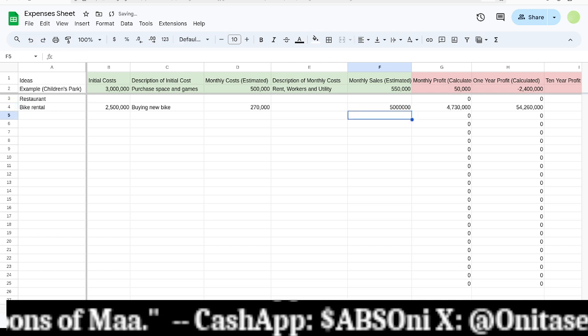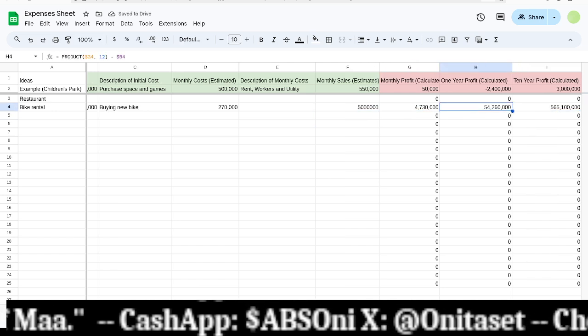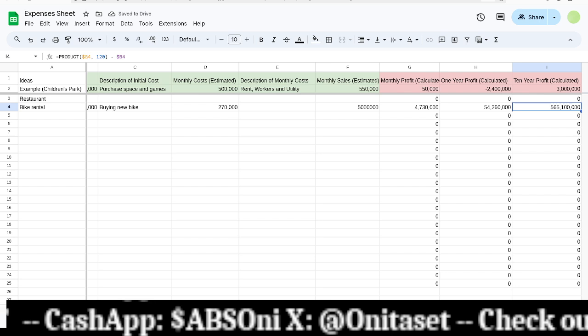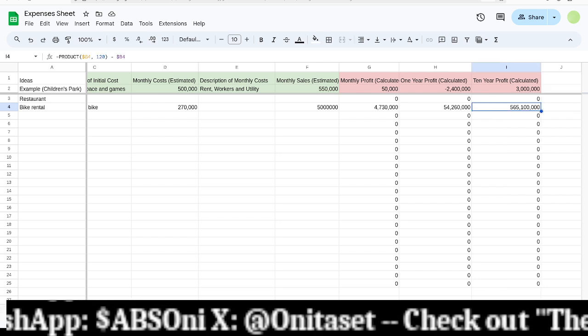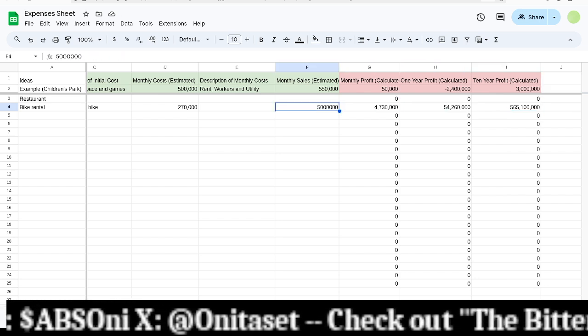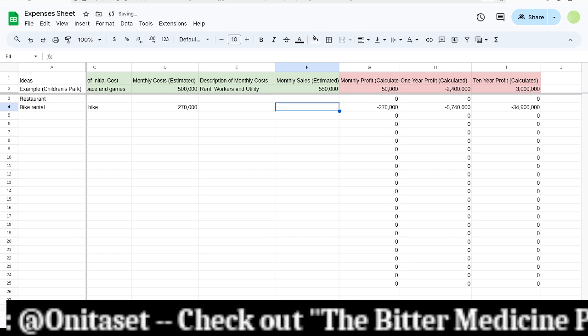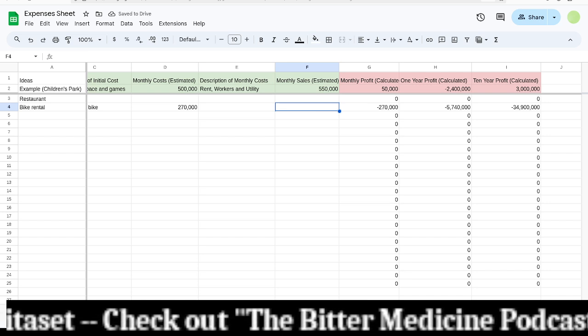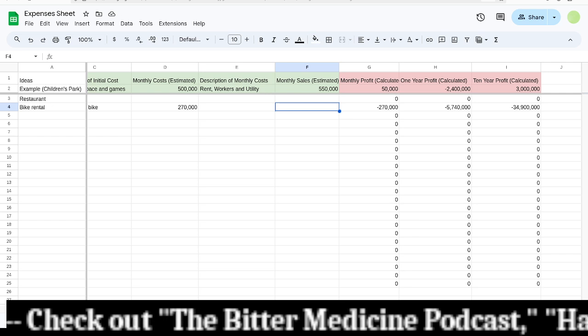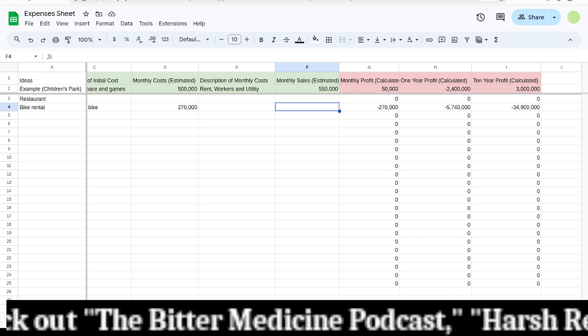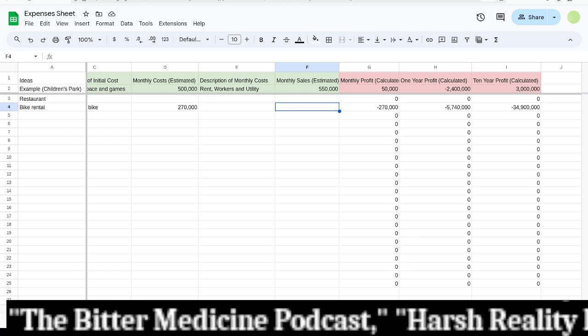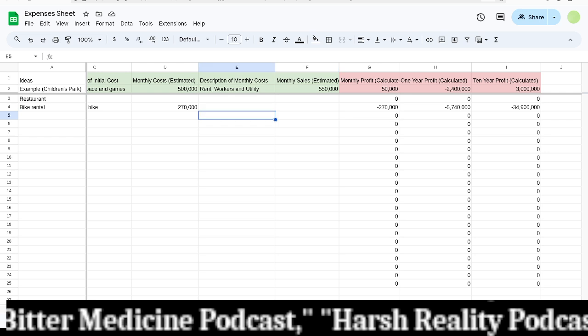I think that's 5 million, right? Then the monthly profit is this, and the 1 year profit is 54 million, and the 10 year profit is 565 million. Now, again, you're not going to get that much money. You could, but you're probably not. But the point is, you estimate this, it's mainly probability.